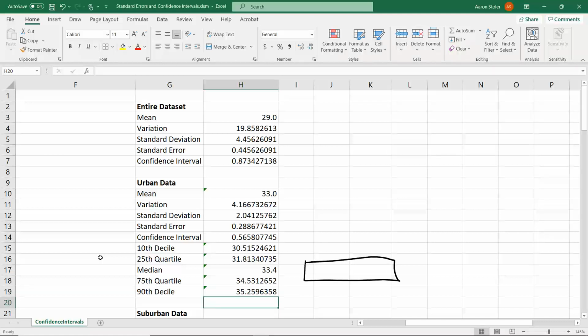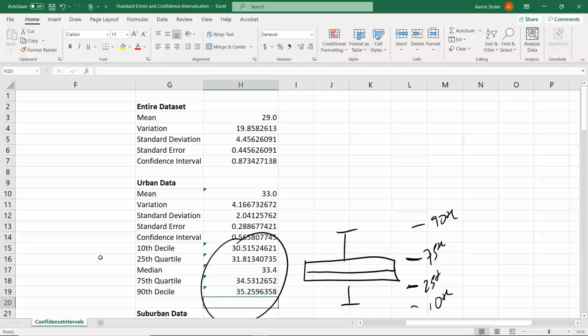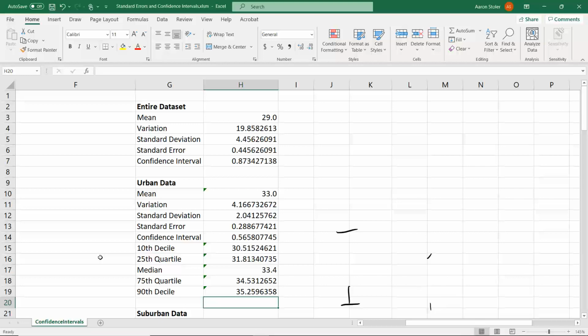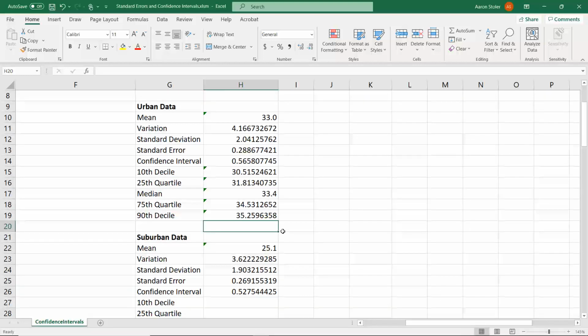Our mean is right here. This is our 75th and 25th, so 25th and 75th. And then the box and whiskers, this is our 90th, and this is our 10th. And you can prove this to yourself by looking at these values on the box and whisker plots that we just created. Let's go ahead and repeat this for our suburban data.